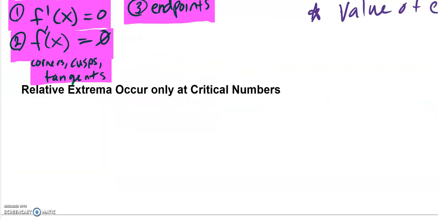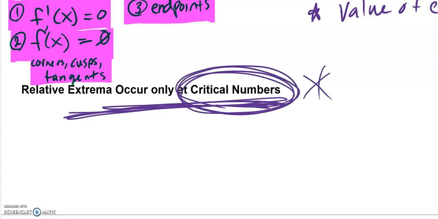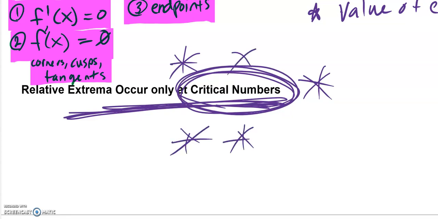And so then this next definition just kind of restates what I just said. The extrema only occur at critical numbers. So you really need to know how to find critical numbers with graphs, right? Which are those 3 methods listed just above.